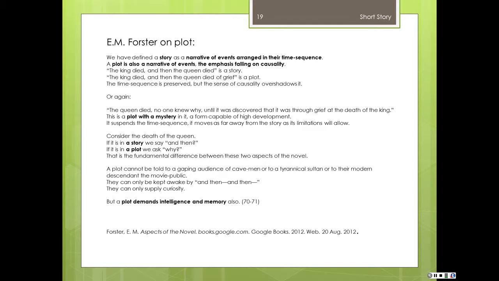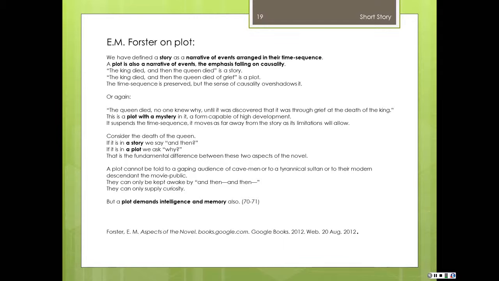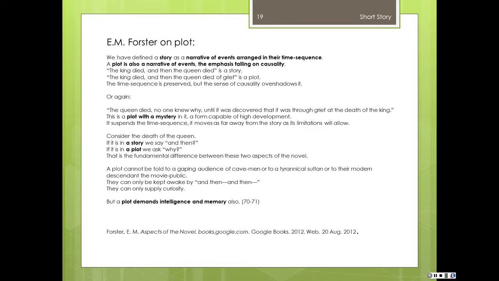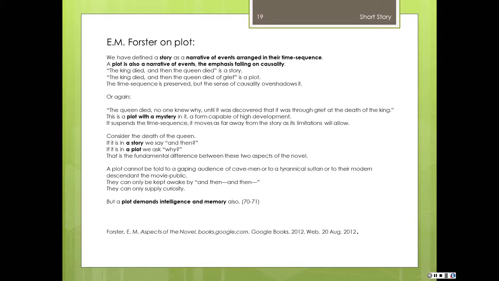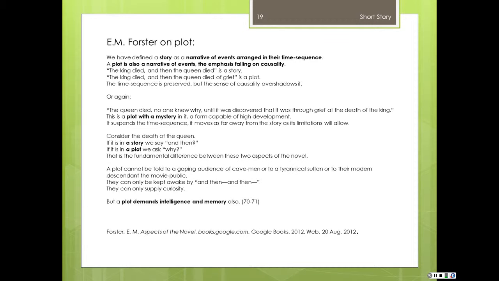When we look at a story, we say what happens next and then. When we look at a plot, we consider why something happened. And that's the fundamental difference between the storyline and the plot, whether it's in a short story or in a novel. Forster says a plot cannot be told to a gaping audience of cavemen, to a tyrannical sultan, or to the movie public, because they want that suspense, what happens next. They can only supply curiosity. He suggests that plot means that we have to use our intelligence and our memory. We have to think about what happened first, second, and also look at the relationships between the ideas.